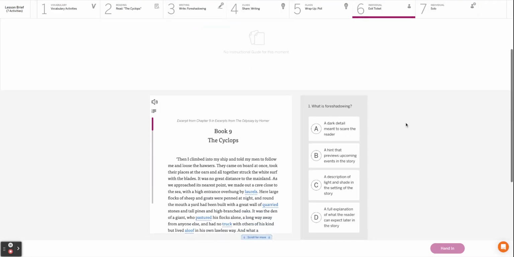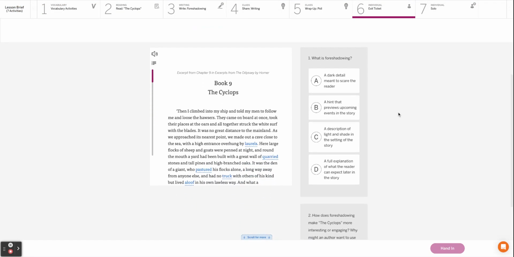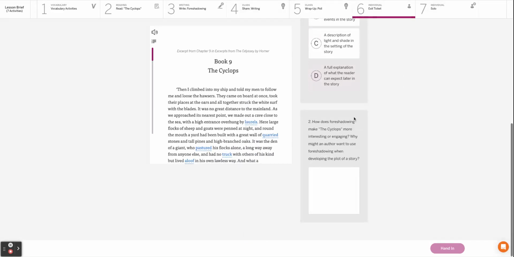Hop on over to your exit ticket, and you're going to answer what is foreshadowing, and how does foreshadowing make Cyclops more interesting or engaging? So this is a little bit of your opinion. Why would an author want to use foreshadowing to help develop the story?